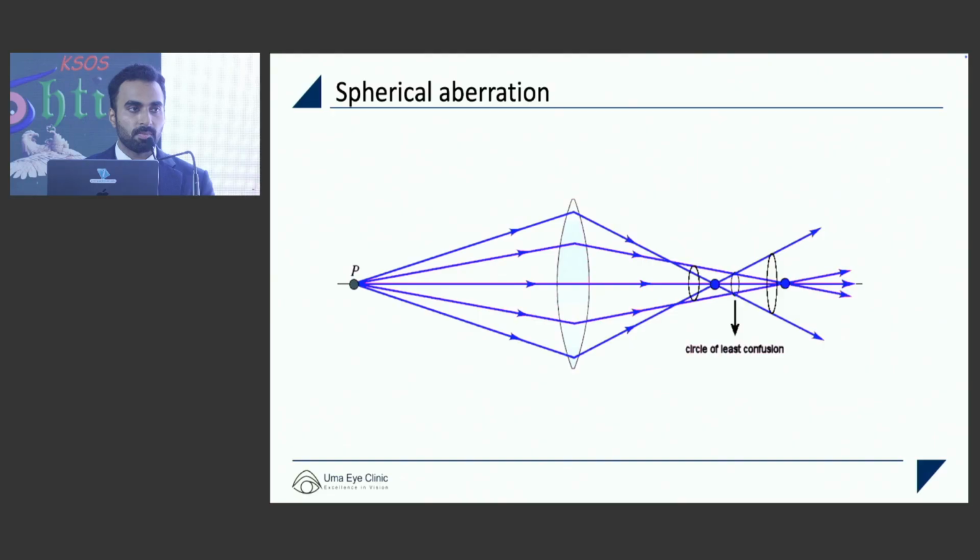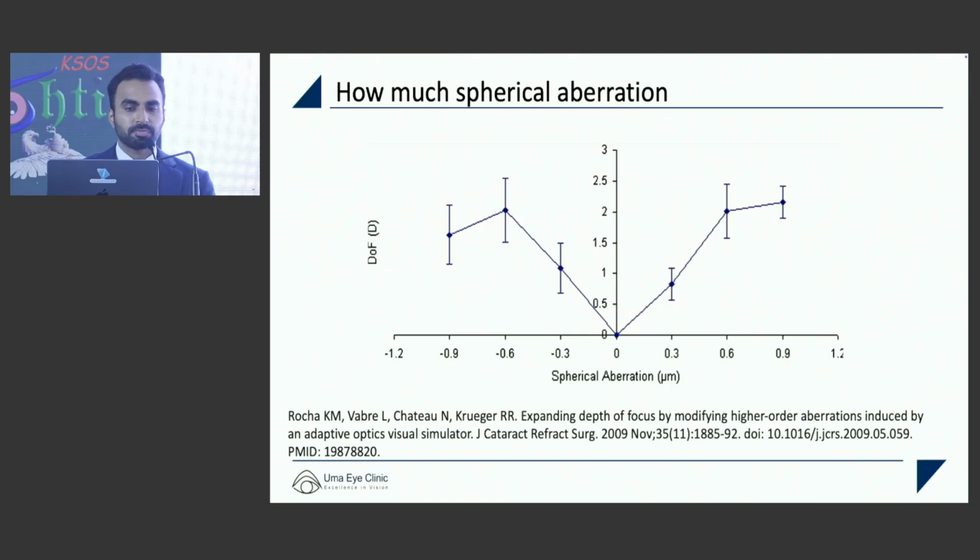It induces a mild amount of spherical aberration to increase depth of field for the patient. But there is a therapeutic amount. You can't just increase spherical aberration and keep thinking it's going to give you more depth of field. Beyond a point, it will reduce image quality. So the ideal amount of spherical aberration we need is somewhere between 0.3 to 0.5 microns. So that's what we target when we do Presbyond.